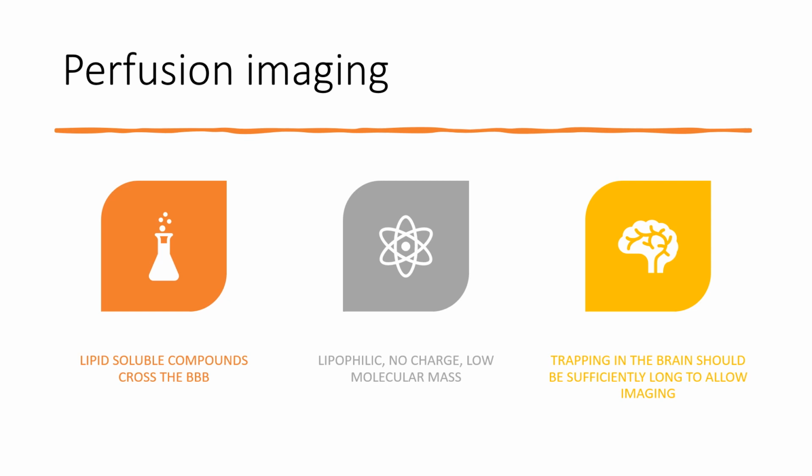Therefore, traditionally for perfusion imaging, the radiopharmaceuticals that we use naturally are able to cross the blood-brain barrier, so we can see blood flow to the brain in real time, unhindered, and a certain fraction of the radiopharmaceutical. It will be lipid-soluble compounds. They should have no charge, low molecular mass, and they should also be able to be trapped into the brain according to a certain mechanism. So this follows the Lipinski rule of 5 regarding size, charge, and lipophilicity.